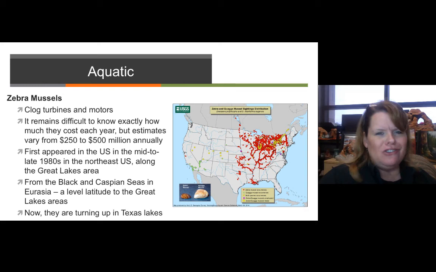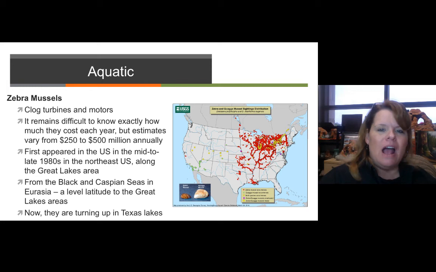That's what happened. It remains difficult to know exactly how much they cost each year, but the estimates vary from $250 to $500 million a year that the government spends on trying to fix this problem. They first appeared in the United States in the late 1980s in the Northeast United States along with the Great Lakes area as ships came in from the Caspian Sea and the Black Sea. At a level latitude to the Great Lakes, they did really, really well, and they loved it here, and they started catching rides with other boats and making it downstream on the Mississippi, and they've been doing their jobs ever since.